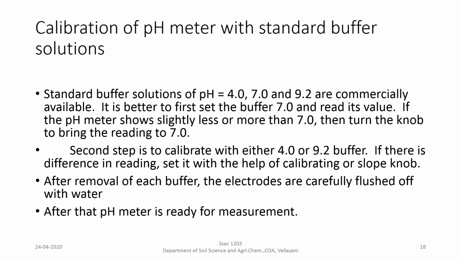Next step is to calibrate with either 4 or 9.2 buffer. Again, if there is a difference in reading, set it right with the help of the calibrating knob or the slope knob. After removal of each buffer, the electrodes are carefully flushed off with water. Now the calibration is over and the pH meter is ready for measurement of the soil sample.